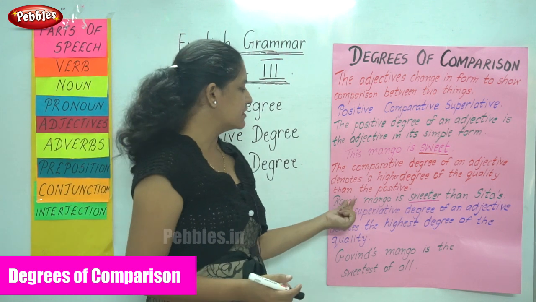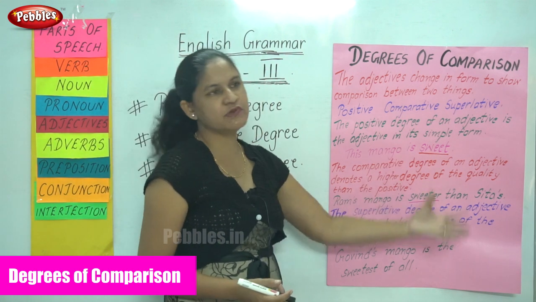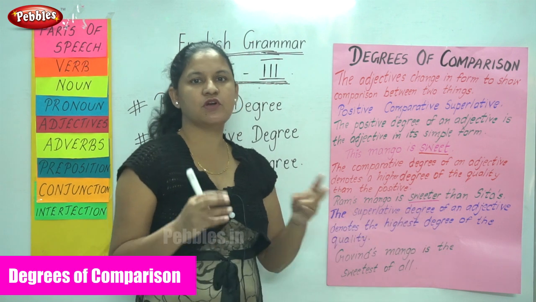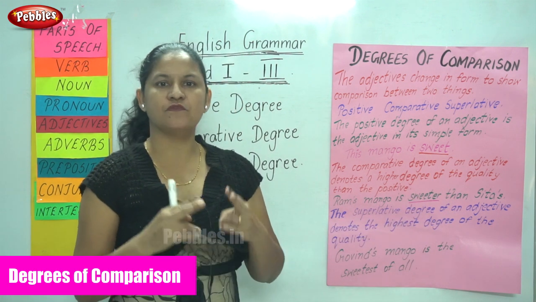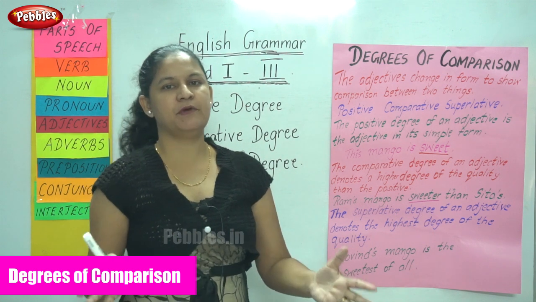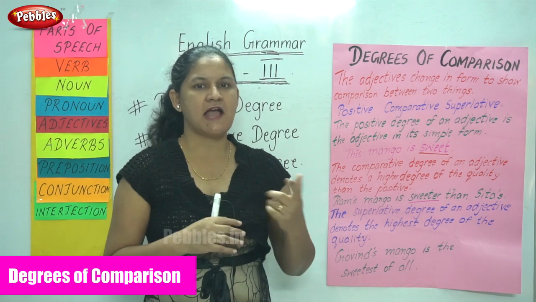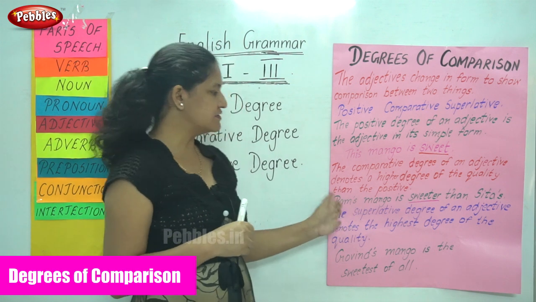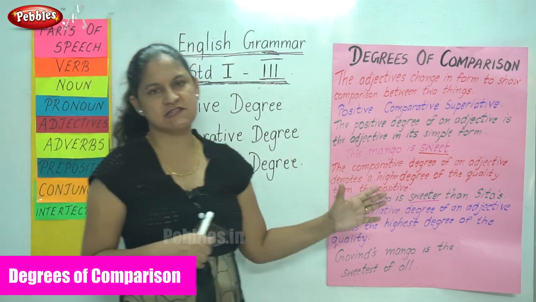Example: Ram's mango is sweeter than Sita's. So you're comparing the mangoes of two different people, Ram and Sita, and we say that Ram's mango is sweeter than Sita's.